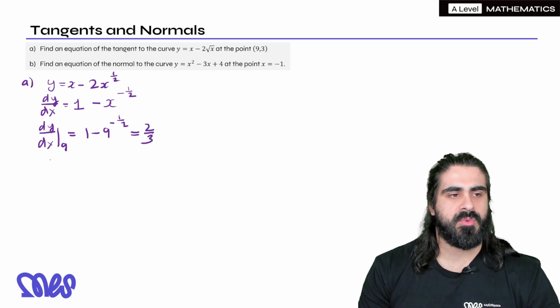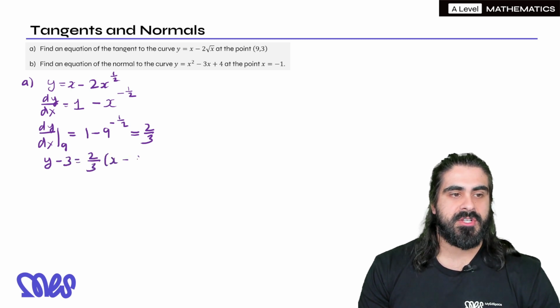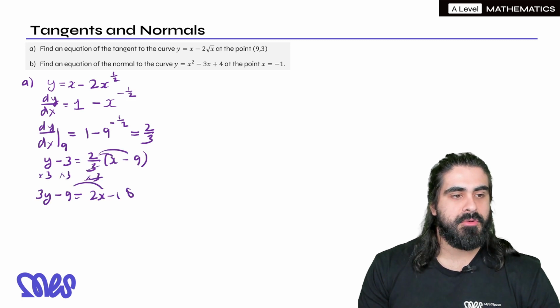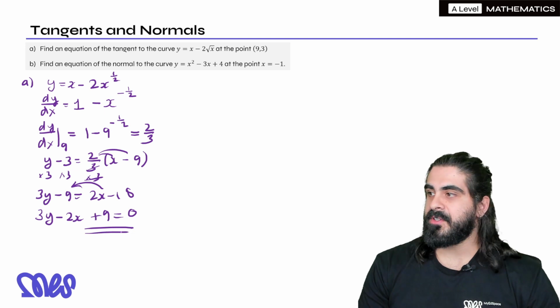Then we just do y minus y1. So we're going to do y minus 3 is the gradient, 2/3, times x minus the x coordinate of 9. Get rid of denominators, move everything over. And that's our equation of the tangent.